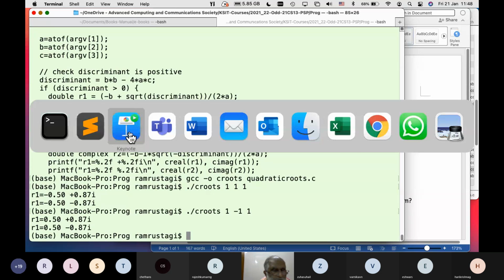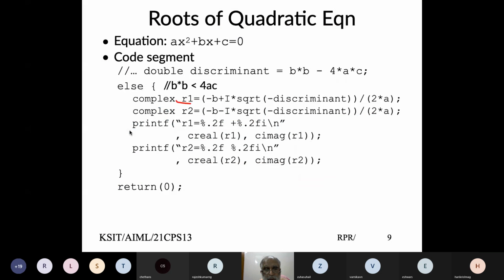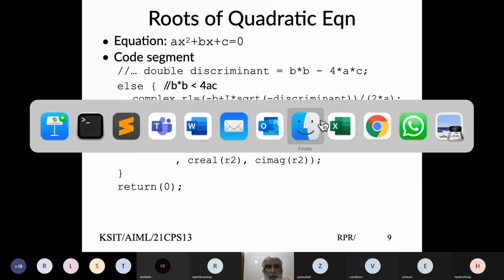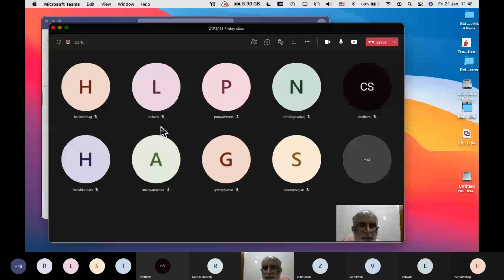Any questions with complex numbers before I move on to the next example? If any questions, let me know, otherwise I'll proceed. The program is uploaded in the Teams program section. You can see it there, run it yourself. And if there are no questions, I'll move on to the next example.